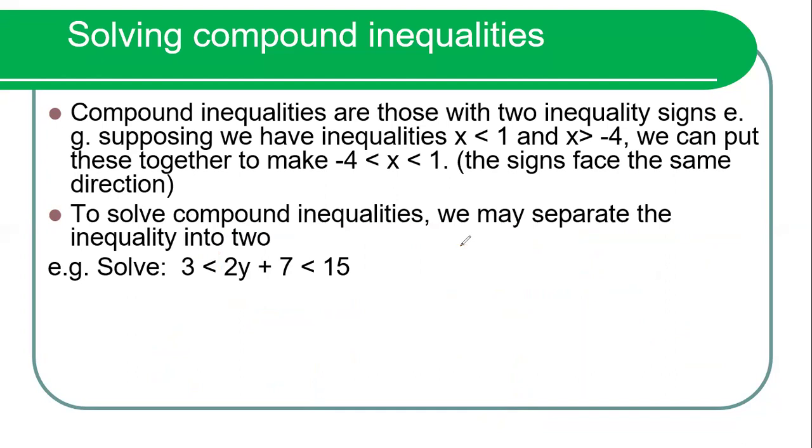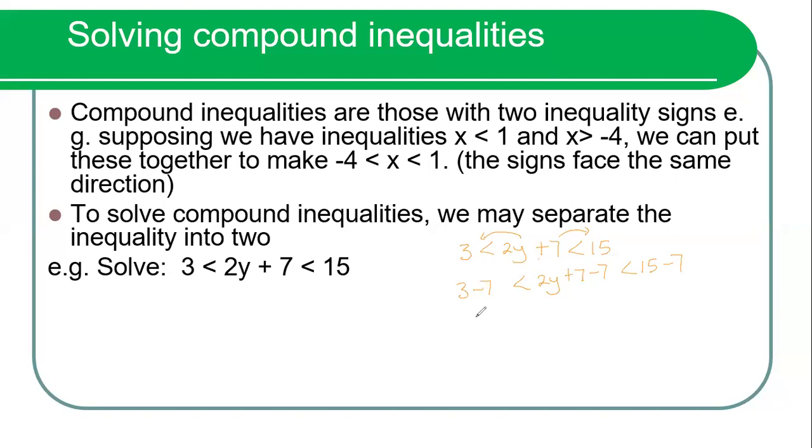Now, the second approach: we have 3 less than 2y plus 7 less than 15. Whatever you do, you start with the middle. What you do on the left, you do on the right. This 7 is positive, so I will make it cross this side, and I will make it cross this side. But whatever I do on this side, I do on this side. So I can say 3 minus 7 less than 2y plus 7 minus 7 less than 15 minus 7.